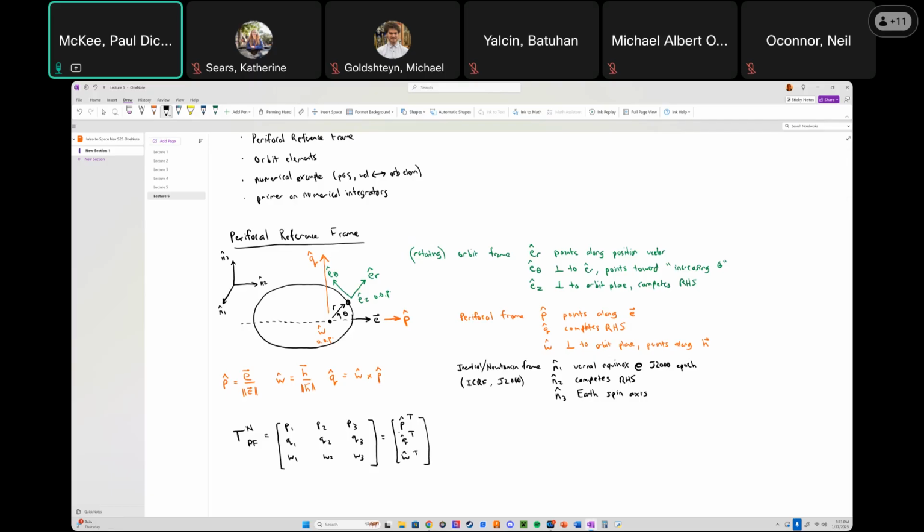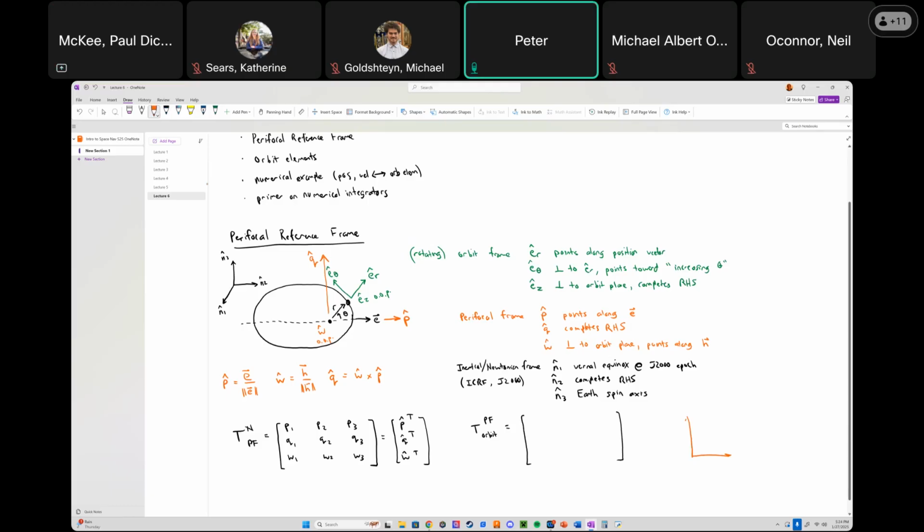Now, what about the attitude transformation matrix from the parafocal reference frame to the orbit reference frame? I'll have somebody else help me with this. I'll give you a little hint here too. I don't have the full answer yet, but I'm assuming that since E_Z and W are pointing in the same direction, that's just it's like the bottom row is just 0, 0, 1, I think.